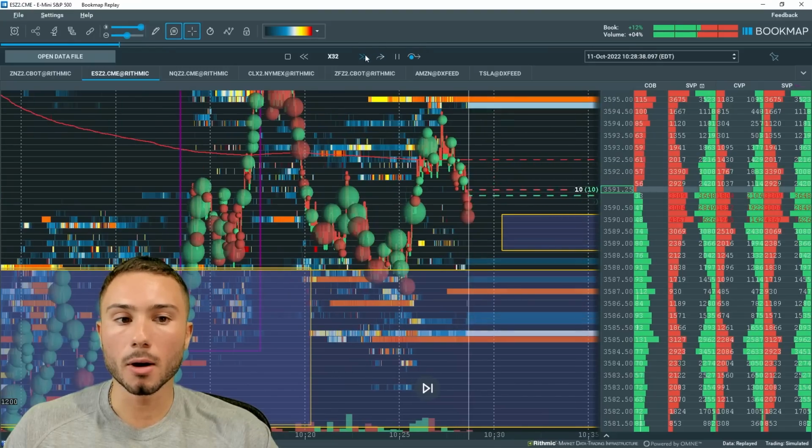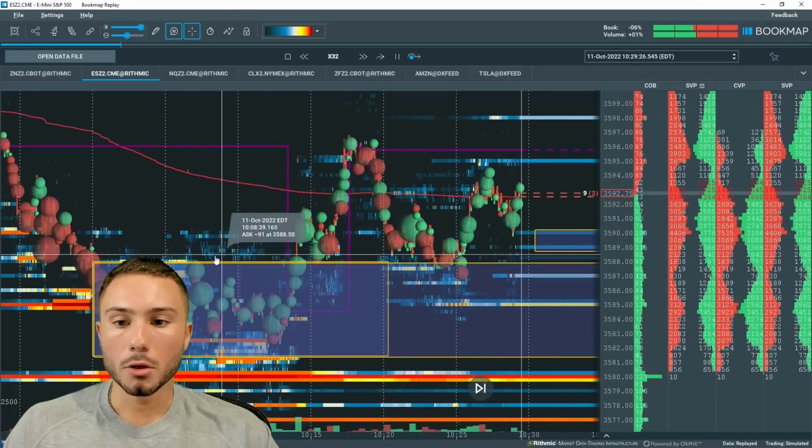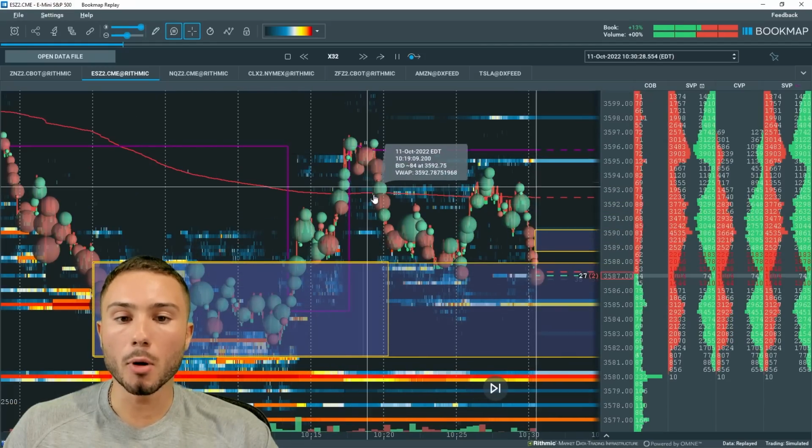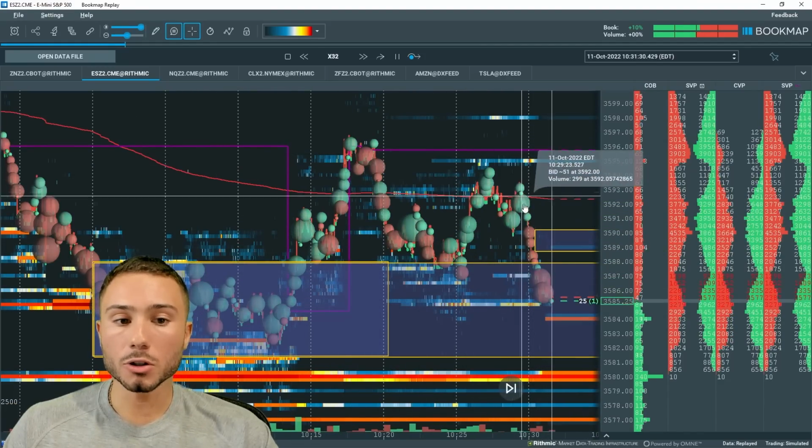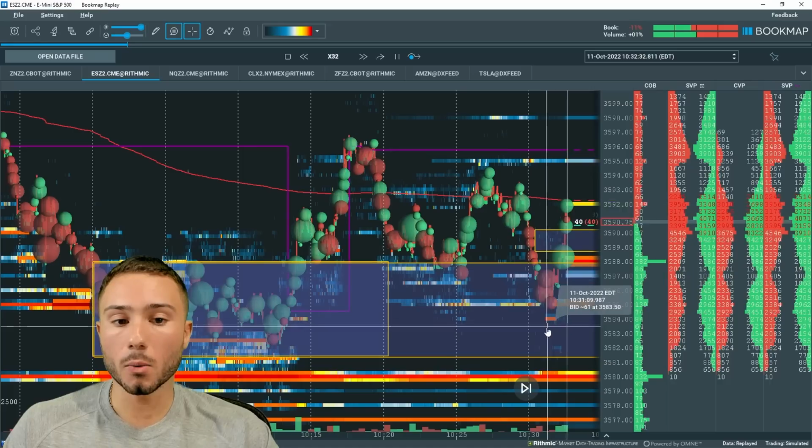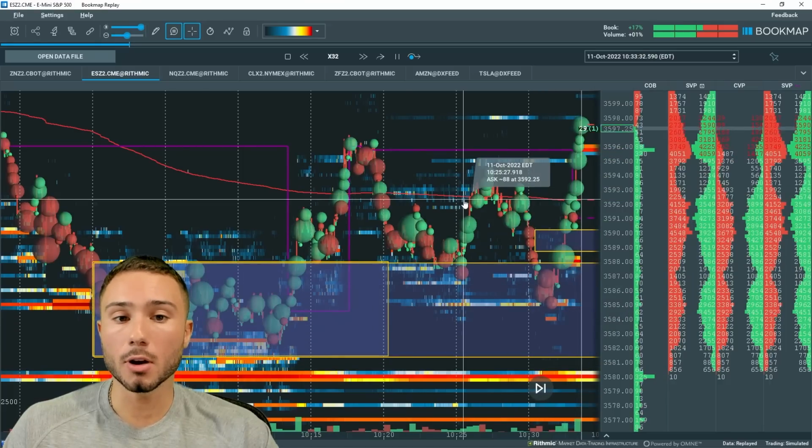Fast forward it even more. This little breakout of the structure, we pull back into it. We also get even a further pullback. So this trade didn't work out right away, but my stop loss was below the low.